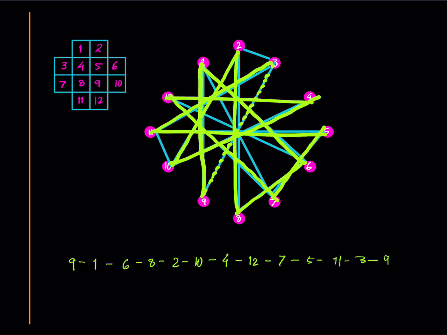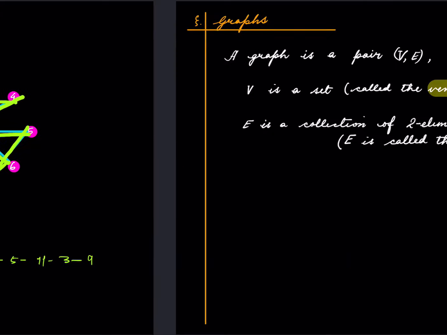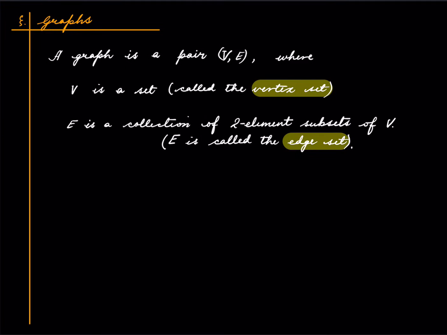So basically this motivates the notion of a graph. Let me formally define a graph. A graph is a pair V comma E, where V is just any set. It could be finite, could be infinite, and we call the elements of V the vertices of the graph, and the set V the vertex set. And E is a collection of two element subsets of V. It is not necessarily containing all the two element subsets of V. It contains some of the two element subsets of V.